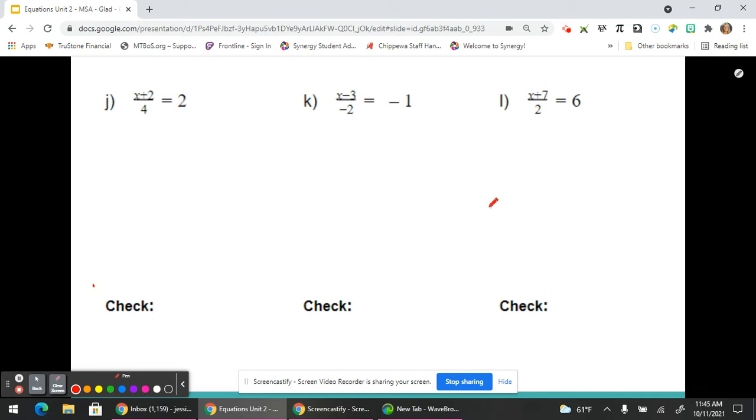So let's take a look at letter J. So notice that I'm first of all going to find my equal sign. So here's my equal sign. I'm going to go ahead and put my line in. So I want to find the center to my equation. There it is. Now, that tells me that I want to get to x.